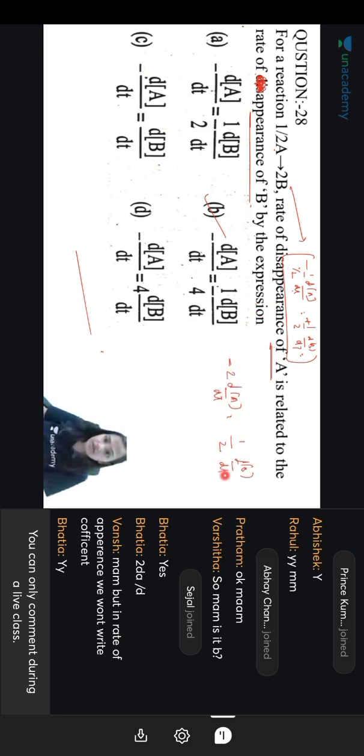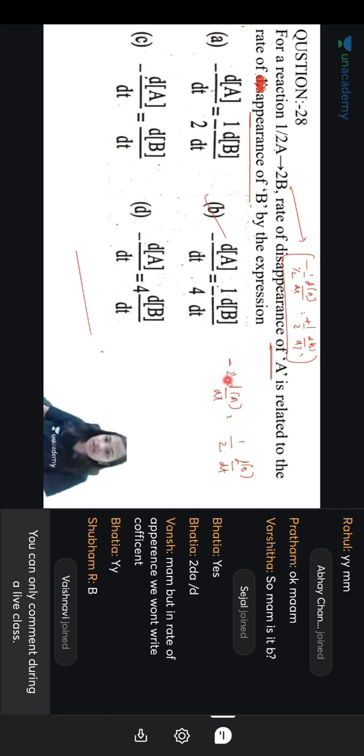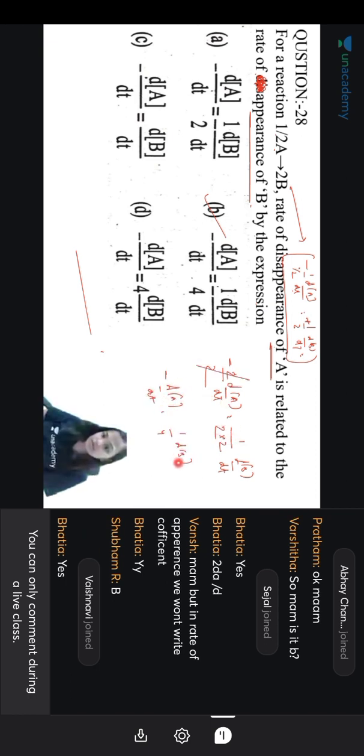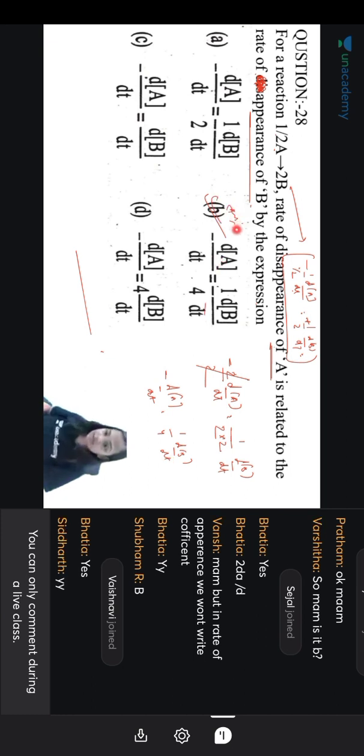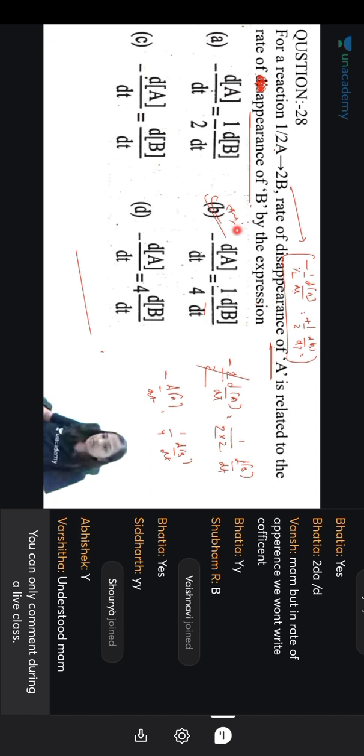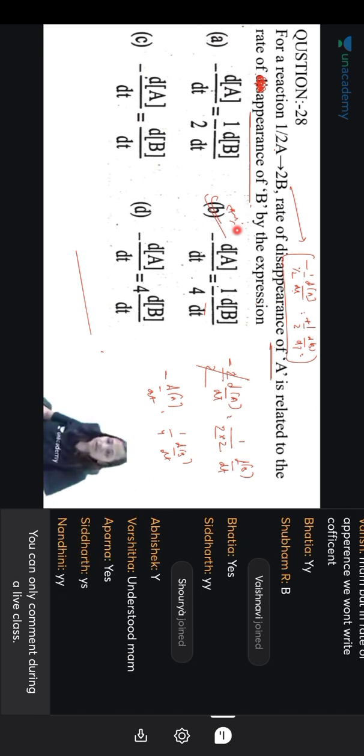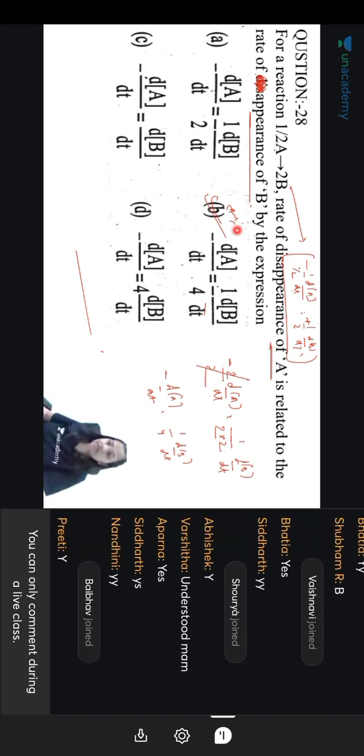Okay, so which example is this? I will be dividing this by 2 and this by 2. Then this will be cancelled. Minus dA by dt is equals to 1/4 dB by dt. Clear? Vansh, in the appearance and in the disappearance, both the times we have to write down the coefficients. 1 upon coefficients तो हमें करना ही होता है, Vansh, whether they are disappearing elements or appearing elements. In both cases, we have to divide by the coefficient while writing the rate law expression.